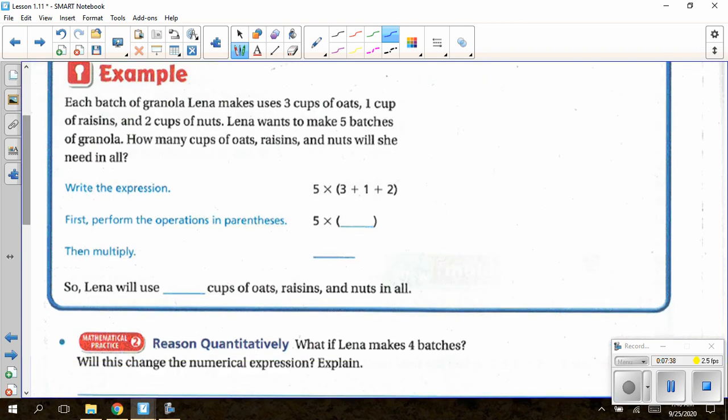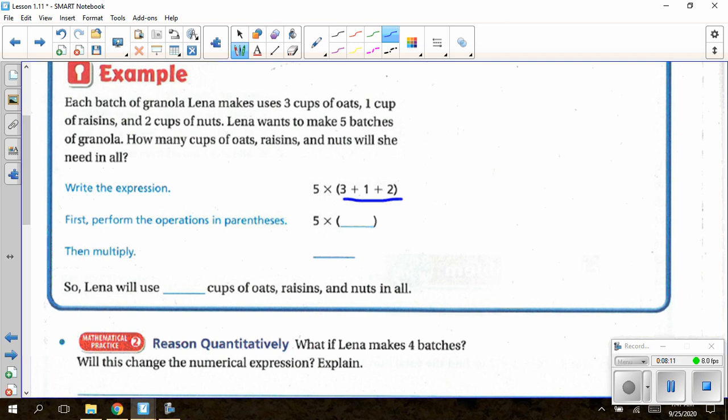So for my next example, each batch of granola Lena makes uses 3 cups of oats, 1 cup of raisins, and 2 cups of nuts. Lena wants to make 5 batches of granola. How many cups of oats, raisins, and nuts will she need in all? To figure out the total number of cups for one batch, we can add the 3 plus 1 plus 2 together, and that would give us our one batch. That is why they have the expression inside the parentheses.